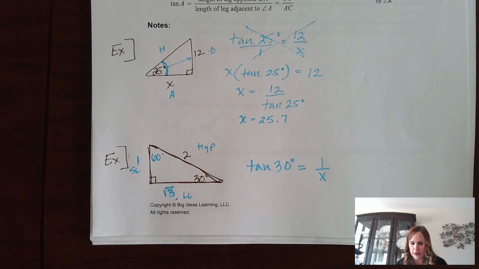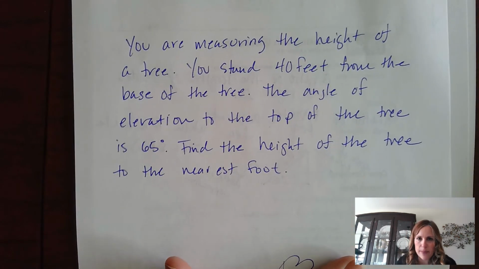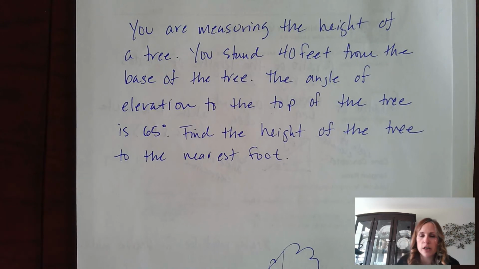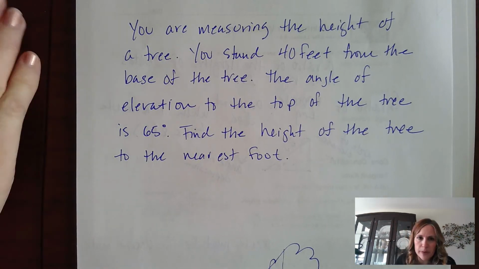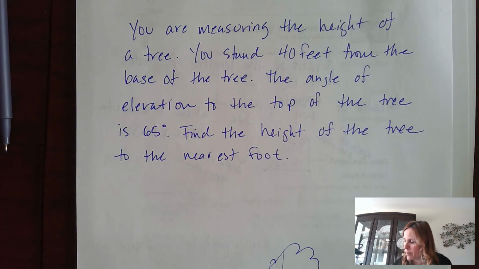Something to consider. I wrote out this story problem, and you don't have to copy it down if you don't want to. You can just follow along. If you want to copy it down, feel free to pause the video and write it down. I wanted to give you an example of a story problem that would involve tangent. It says you're measuring the height of a tree, you stand 40 feet from the base of the tree, the angle of elevation to the top of the tree is 65 degrees. Find the height of the tree to the nearest foot.